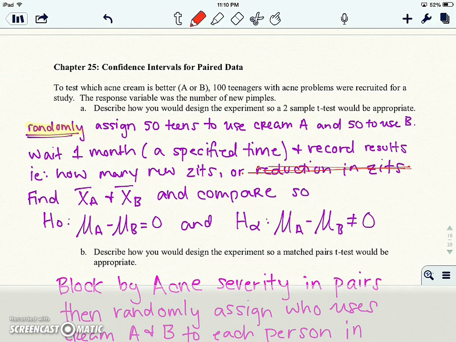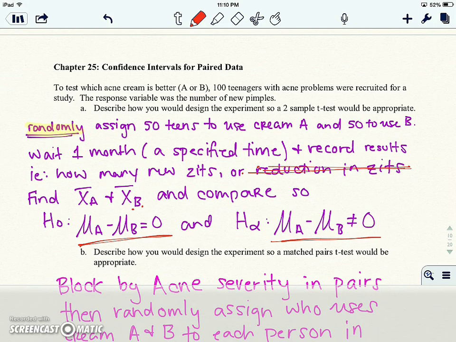And then we would find the average new zits for the people using cream A and the average number of new zits for the people using cream B and compare them, which would make our null hypothesis be that the difference between the two averages is 0, and our alternate be that it's not equal to 0. We're just trying to find a difference. In this case, we don't have a hypothesis as to which cream would be better.